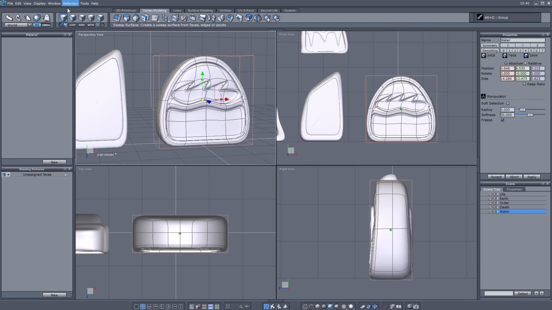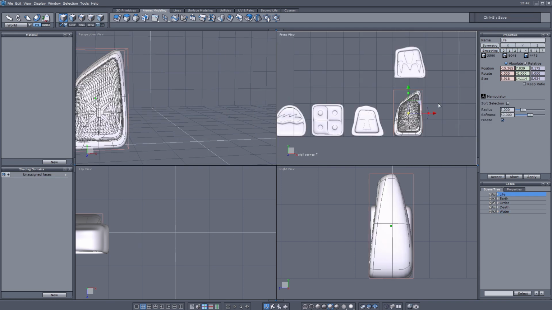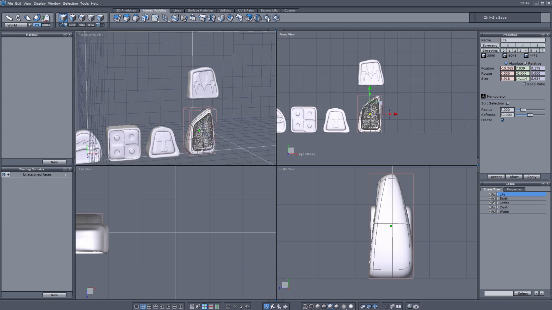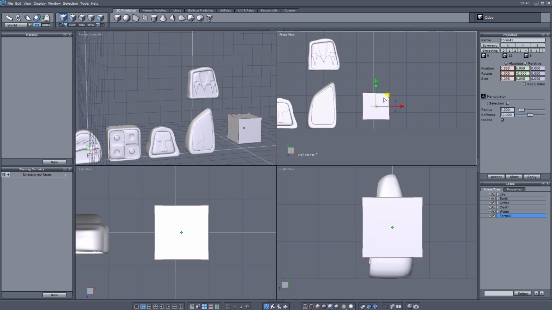We're currently looking at the water stone, of course. I made sure that all these are about the same height, roundabout.